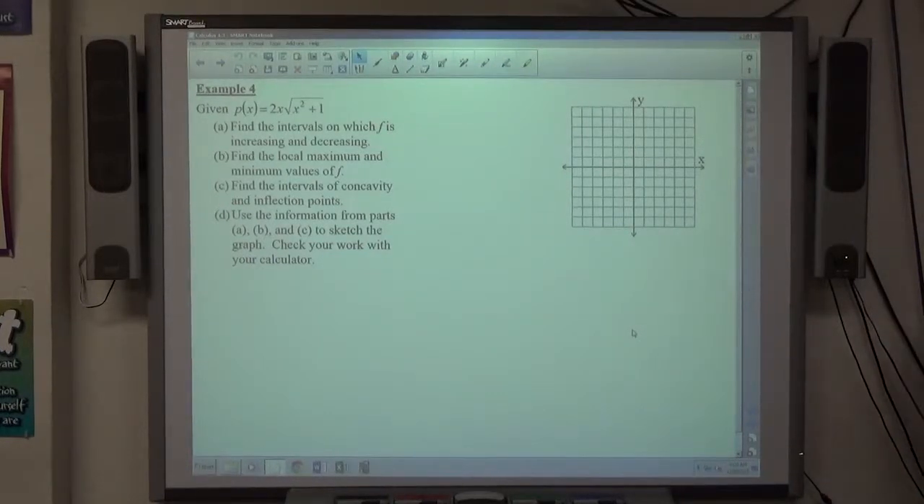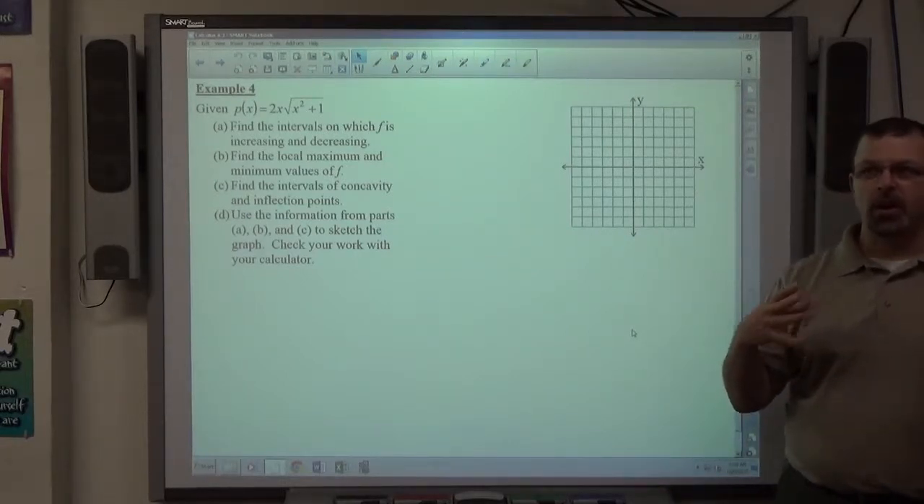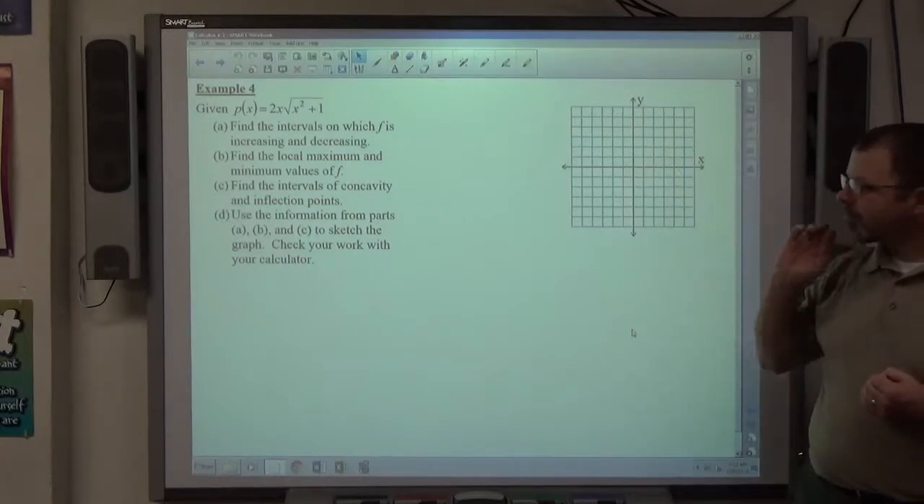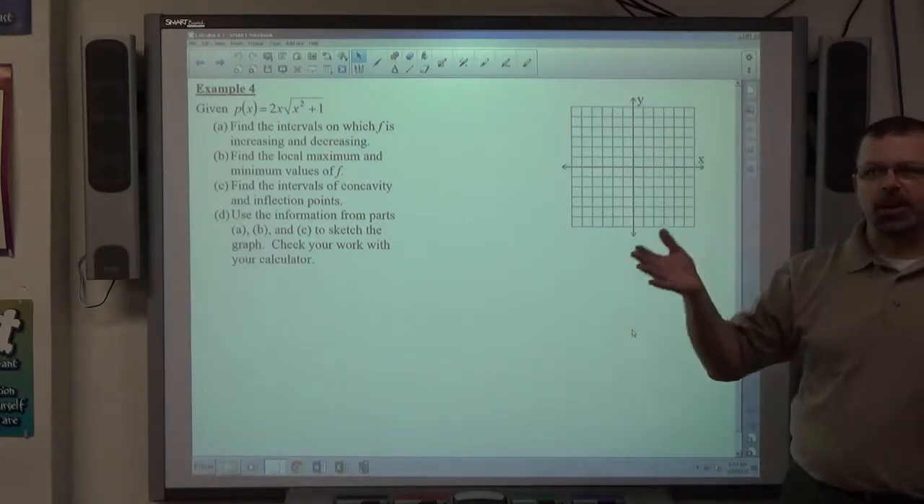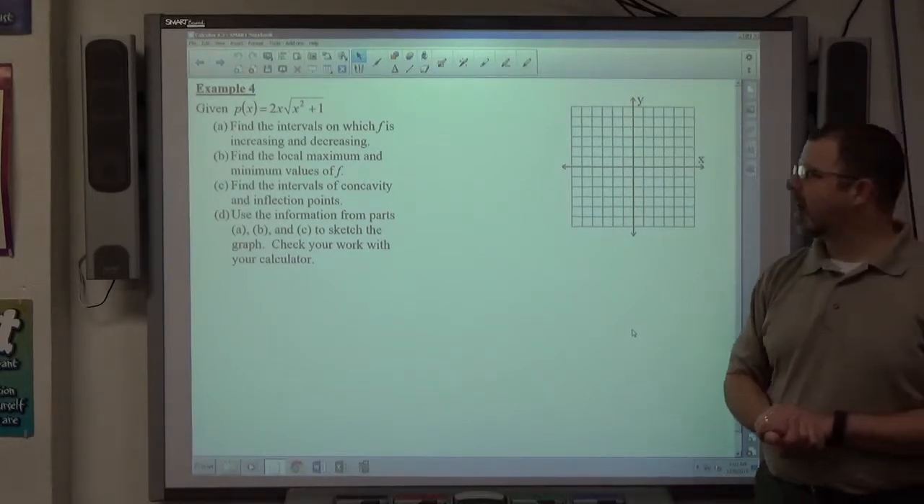Okay, example 4 on 4.3, this is the last example for 4.3. Given p of x equals 2x times the square root of x squared plus 1, same question they've been doing: increase, decrease intervals, maximum, minimum values of f, intervals, concavity, inflection points, and they want a part D here, they want to sketch the graph based on what we get from A, B, and C. So basically our inflection points, our maximum point, our minimum point, whatever those are going to give me some points we're going to get. And if we know the increasing and decreasing and the concavity, then we can probably get a pretty decent sketch of this graph.